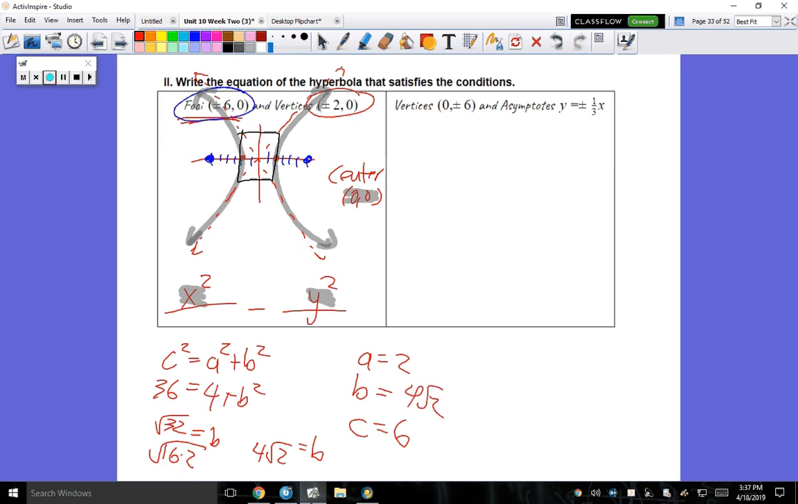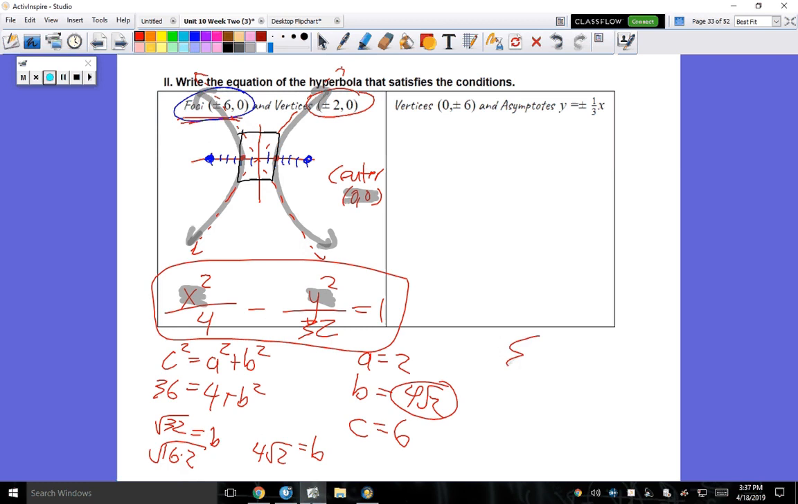Are we ready? With the pieces we have right now, can we go to the equation? I mean, we can finish up the equation, right? What goes underneath x squared? a is x, right? So it'll be a squared. What goes underneath y? This, but squared, right? So that's 32 equals 1. Done.